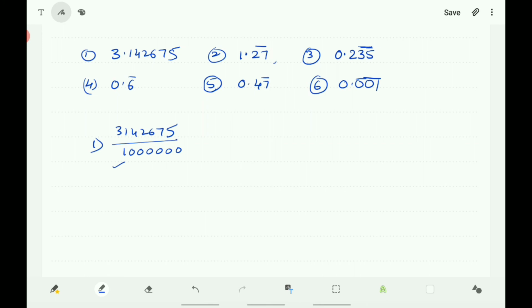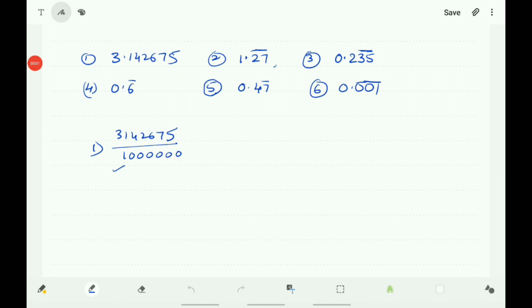The first one is 3.142675. And here you count the digits after the decimal point. Here there are 6 digits. So in the denominator you must take 6 zeros in front of 1. Therefore 3.142675 is equal to 3142675 divided by 1000000. This is the P by Q form of 3.142675.